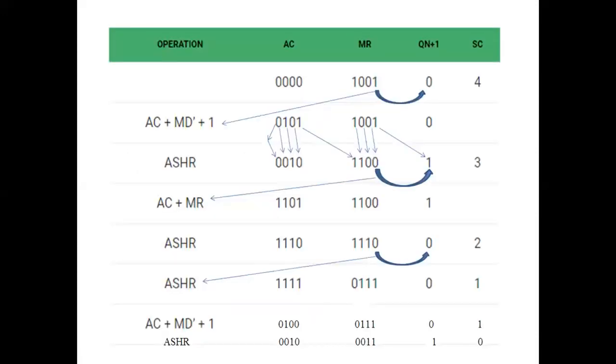Okay. So initially we know AC is 0 0 0 0, and the value of MR is 1 0 0 1. And the value of Qn plus 1 is initially 0, and SC is 4. So we know this formula very well. Now we check the value of Qn and Qn plus 1 before applying. Qn plus 1 we know is 0, and the least significant digit of the MR is 1. If it is 1 0, then we apply AC plus MD dash plus 1. We know the MD dash plus 1 value from the previous slide. We just add it with the AC and get 0 1 0 1, and this value is the same, that is 1 0 0 1, and this value is the same, that is 0, and there is no change of SC.